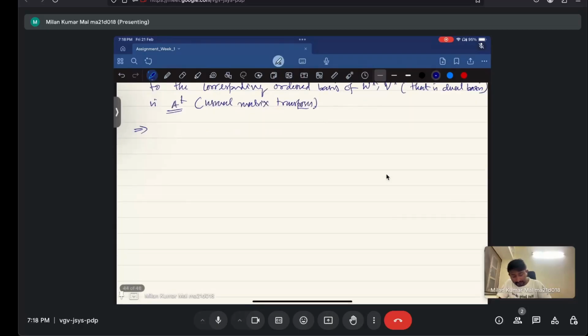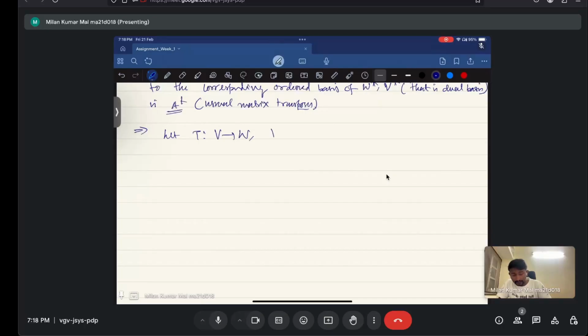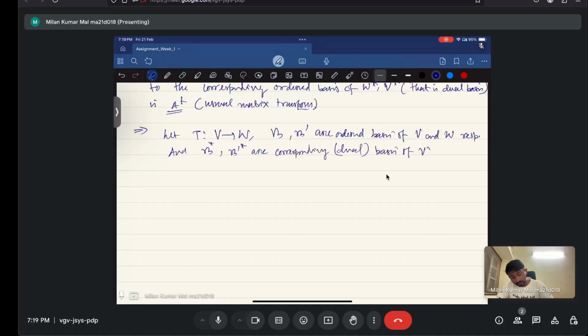So what is it saying? It is saying let T from V to W, and let beta and beta dash be ordered bases of V and W respectively, and beta star and beta dash star are the corresponding dual bases of V star and W star, respectively.